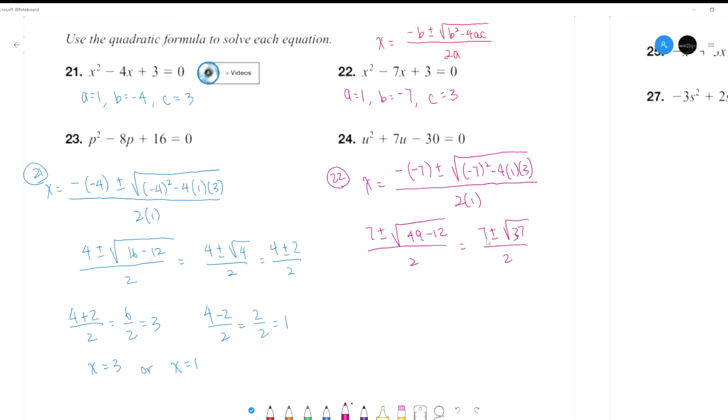So x is equal to 7 plus or minus radical 37 over 2. So just so that you remember, these are two answers, right? I know sometimes people forget because of the plus or minus symbol, right? So you could either write it as two separate answers like this, or using the plus or minus symbol.